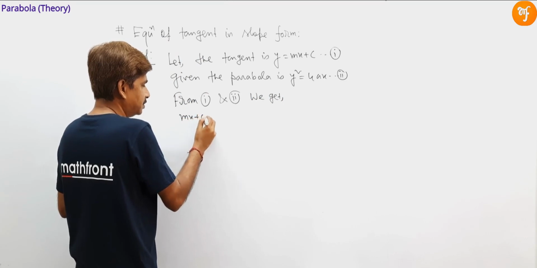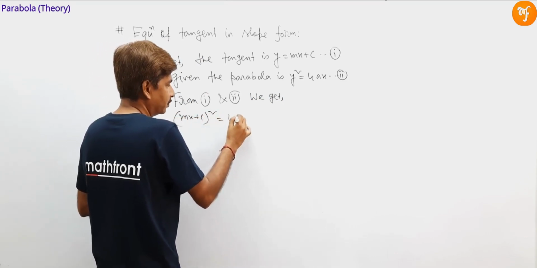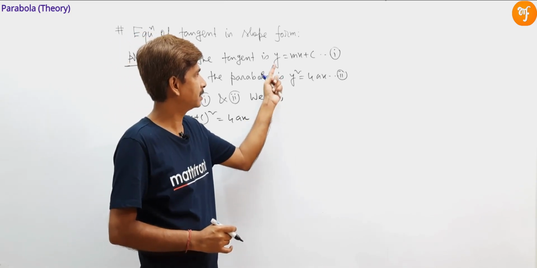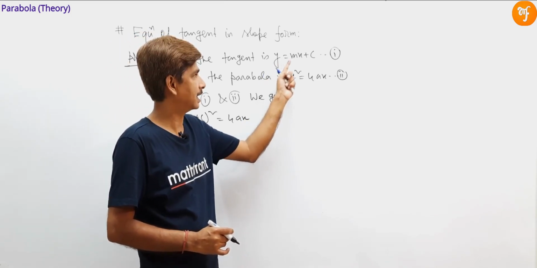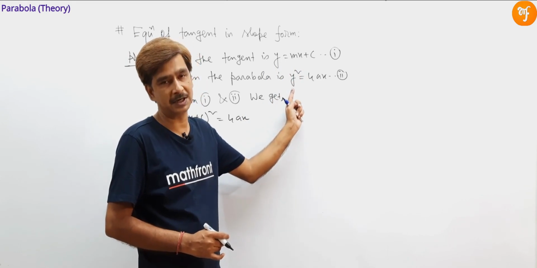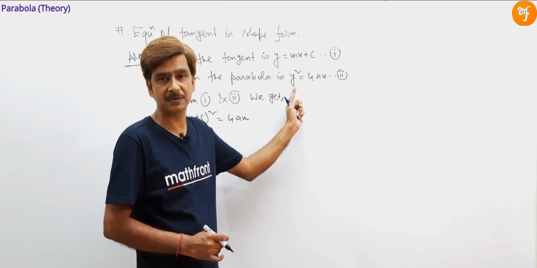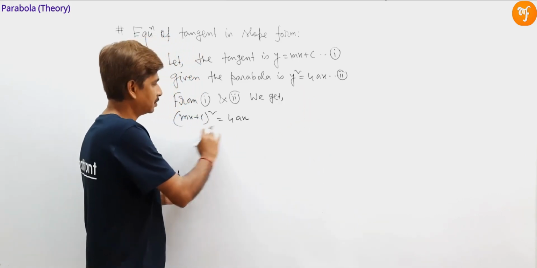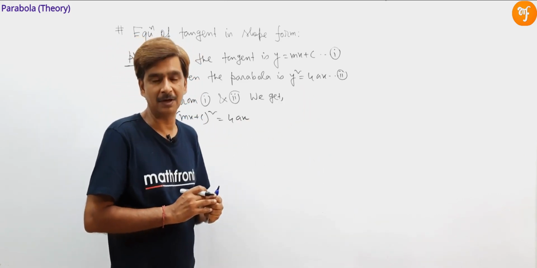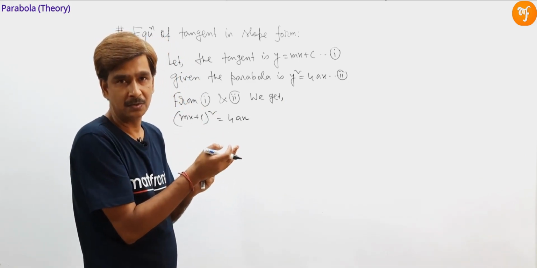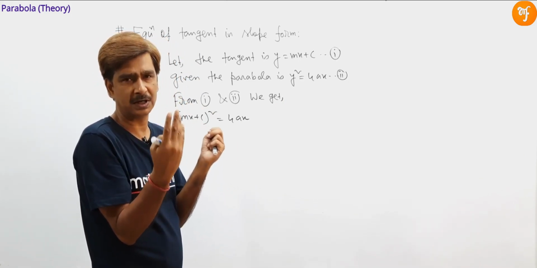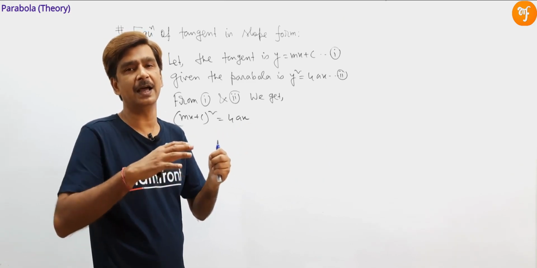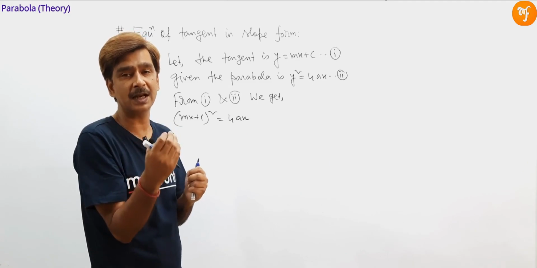mx plus c whole square is equal to 4ax. That is, we just substitute the value of y as mx plus c in this second equation. So, we get mx plus c whole square is equal to 4ax. Now, this is nothing but a quadratic equation of x. Now, how many values of x we will get? We will get two values of x as quadratic equation, so two roots, but these two roots are real and equal. Why these are real and equal?